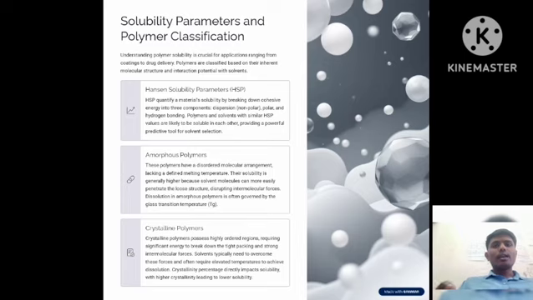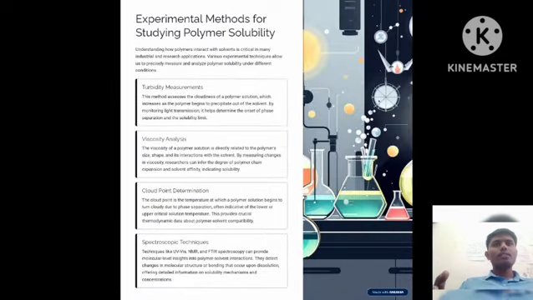The third one is crystalline. As we know, crystalline polymers are highly rigid, requiring significant energy to break down. They are tightly packed, so they are also the hardest ones. Now we have the experimental methods for polymer solubility. Solubility can also be checked by some experimental measures, which are performed only in the lab.